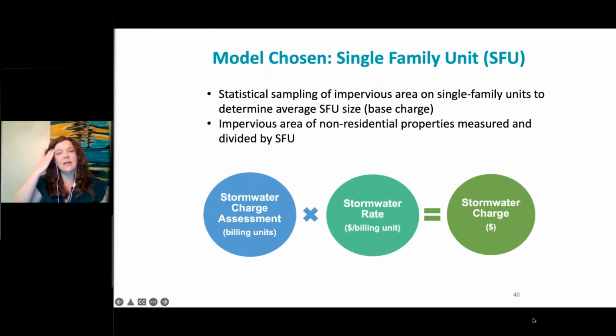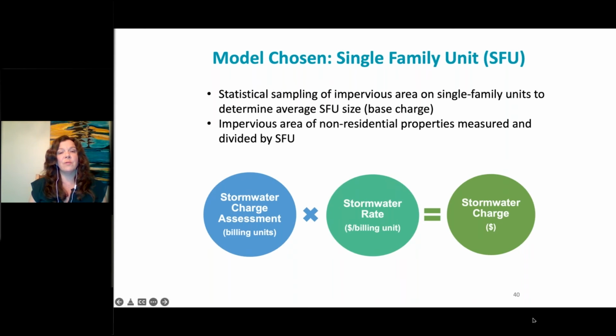So the model that we chose is the single family unit model. The way this is approached is we did a statistical sampling of 2,000 residential or single family properties in Mississauga, various different kinds. So detached homes, semi-detached homes, freehold townhouses, to determine the average amount of hard surface on the average residential property in Mississauga. And this amount of hard surface is called one single family unit, or SFU, of hard surface.